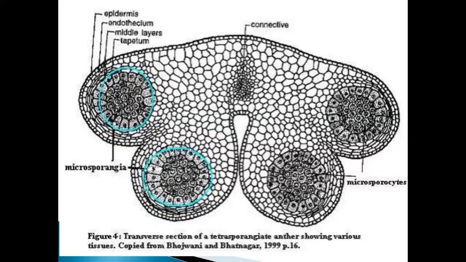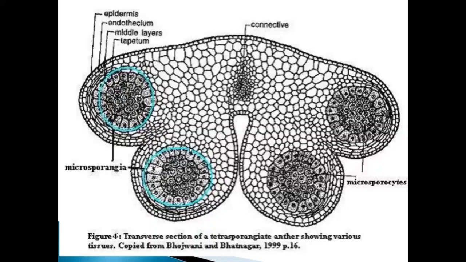Whenever we observe the four lobes, in between the two lobes, larger-sized cells are present. Those cells are called stomium cells. They are different from other epidermal cells. The stomium cells help in the dehiscence of the anther.